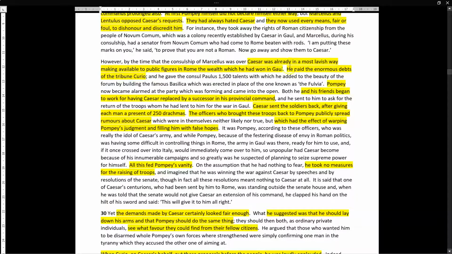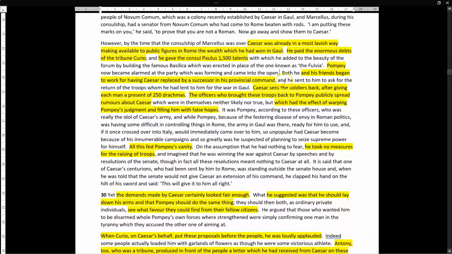Caesar was already, in the most lavish way, making available to public figures in Rome the wealth he had won in Gaul. So Caesar's sending gold back from Gaul to Rome. Obviously that's going to win people over, including he paid the enormous debts of the tribune Curio, and he also gave the consul, who obviously was then elected, 15,000 talents, which is a lot of money. So there's an element of bribery going on here.